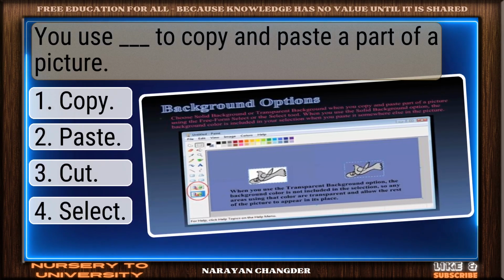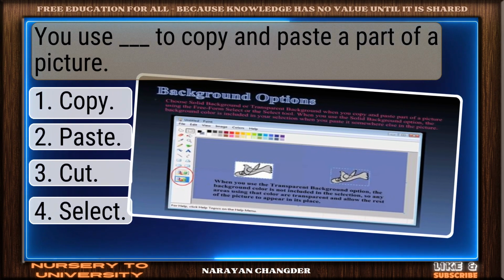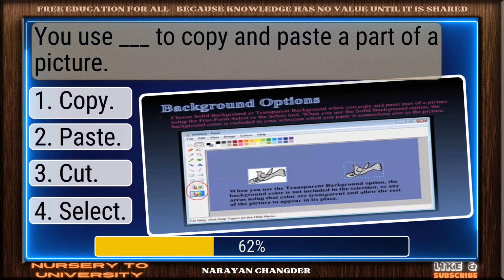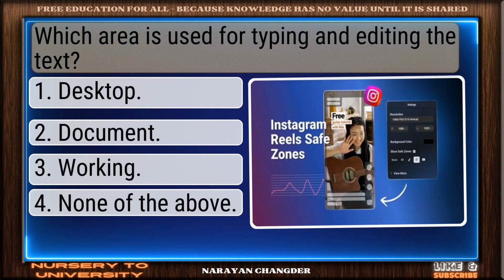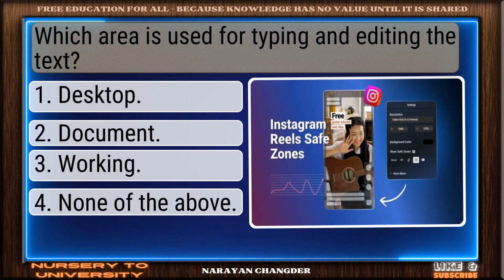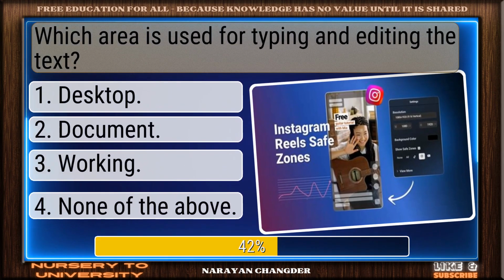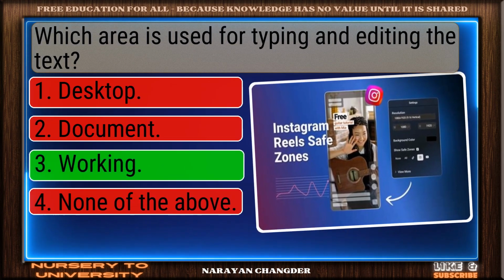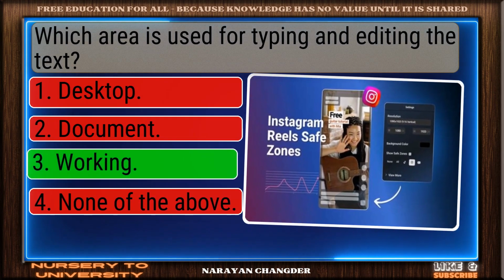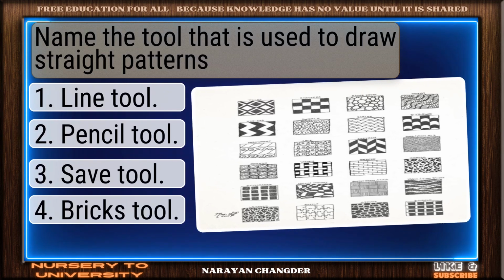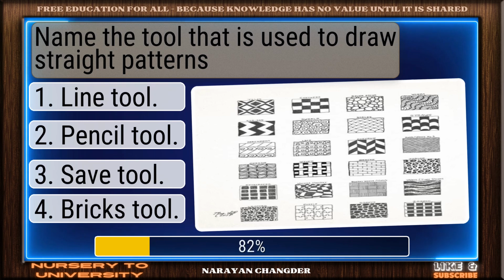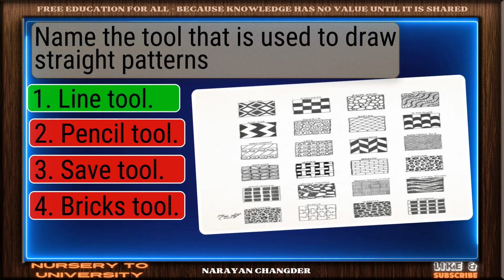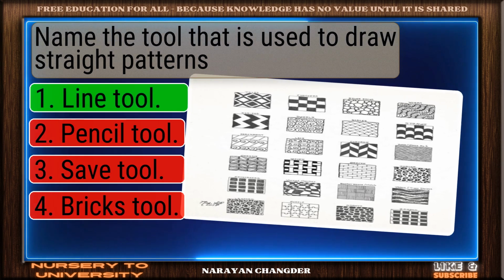You use dash to copy and paste a part of a picture. Great thinking. Select is right. Which area is used for typing and editing the text? On track. Working is correct. Name the tool that is used to draw straight patterns. Nice selection. Line tool is correct.